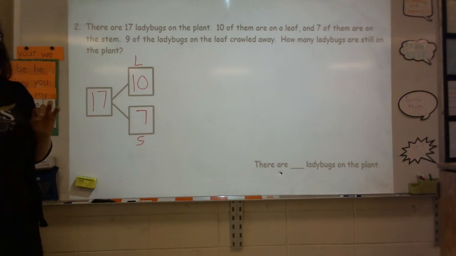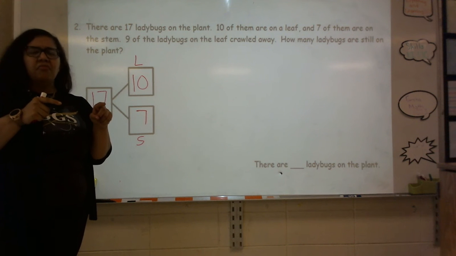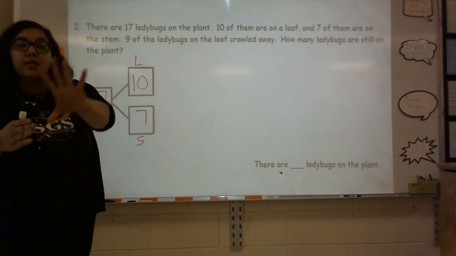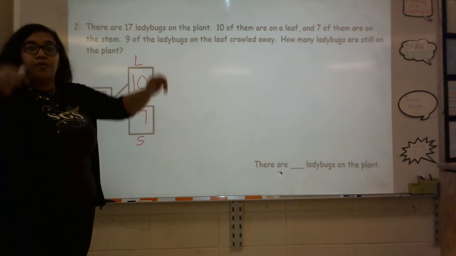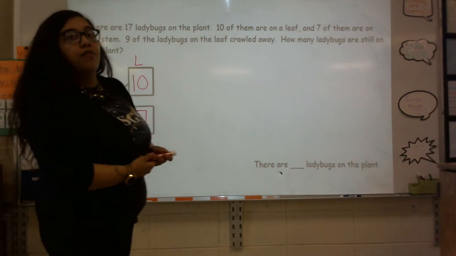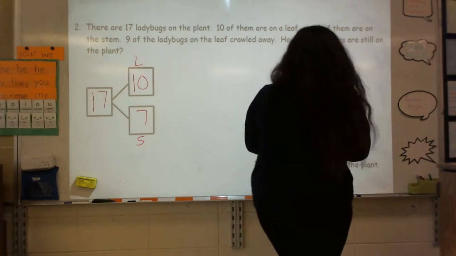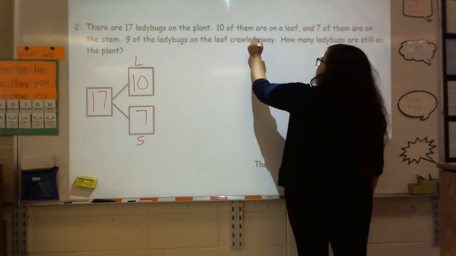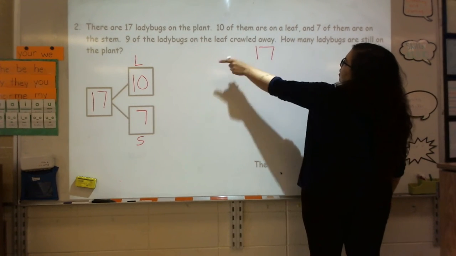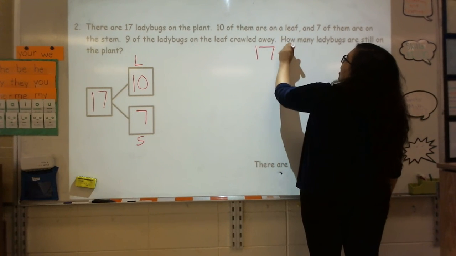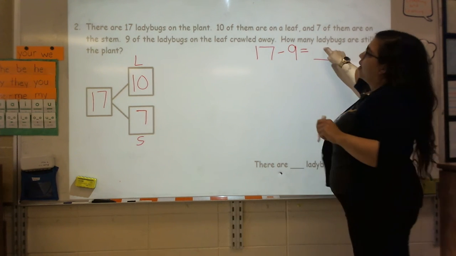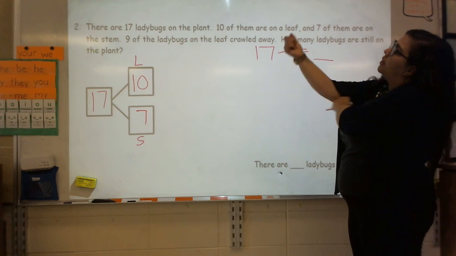So if you crawled away, are you still part of the group? You're gone. We can take it away. We can subtract it from the group, from the whole. So we're going to subtract 9 from the whole. This time I want to do something just a tiny bit different. I want to write our number sentence first. We said there were 17 ladybugs on the plant, and 9 of the ladybugs crawled away. And we're trying to find out how many ladybugs that leaves.